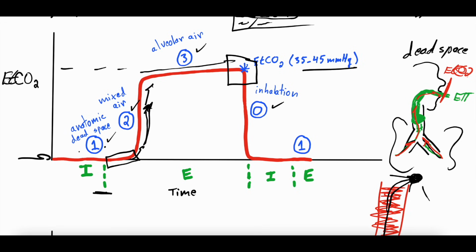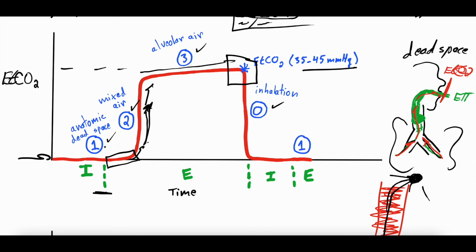So phase 1 is when you just start expiring, and you're just expiring the dead space air that was sitting in your endotracheal tube and your trachea that was not exchanging gas. And as you expire more and more of that out, the gas from the alveoli is traveling into the bronchioles, into the bronchi, into the trachea, and you start to get mixed air.